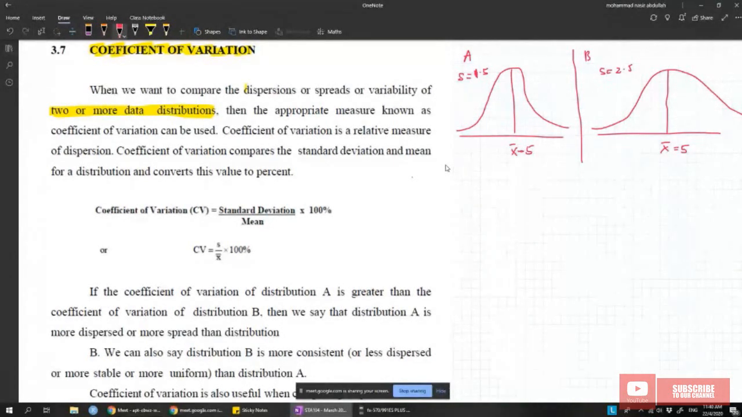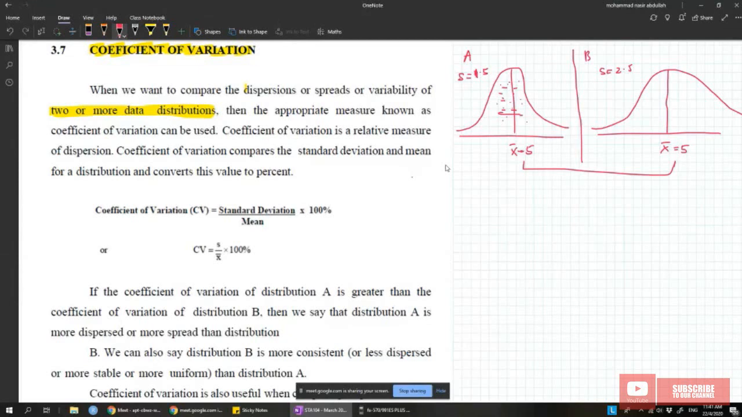So if we have the mean and standard deviation for both data, we can say that when the means are equal, the distribution that has a lower standard deviation should reflect consistent results. It means the observations are all around the mean, and the spread or dispersion of the data is low.